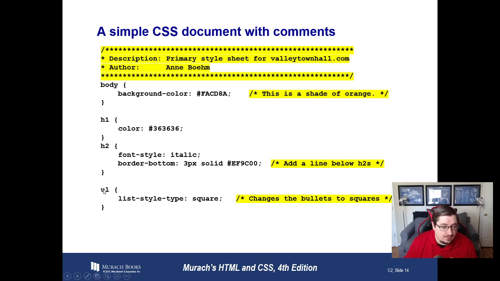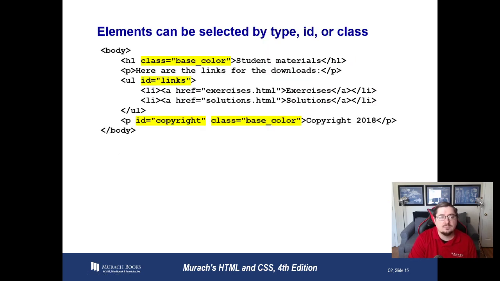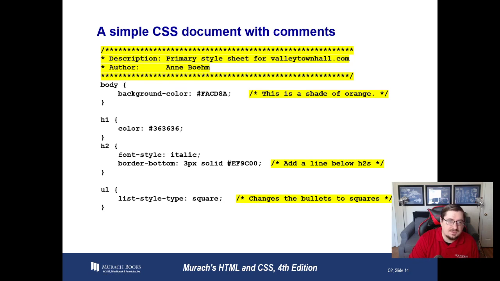Similar here, we have an unordered list, and this is going to be a list-style-type of square. So this is going to change them from what they would normally be, bullets, which are rounded, to squares. And we're looking at an unordered list. Okay, so that's what a CSS file might look like.